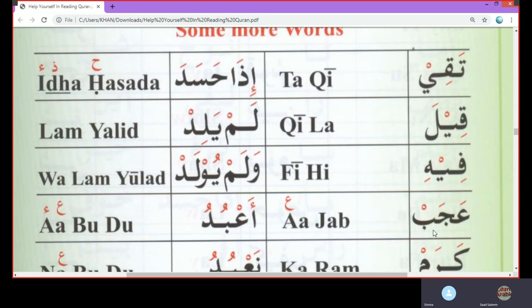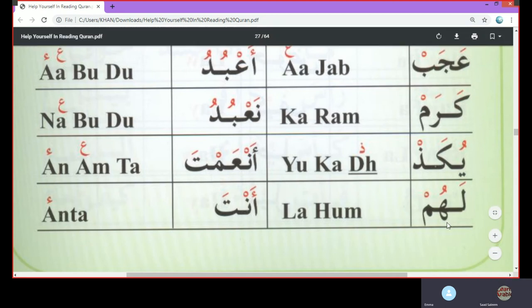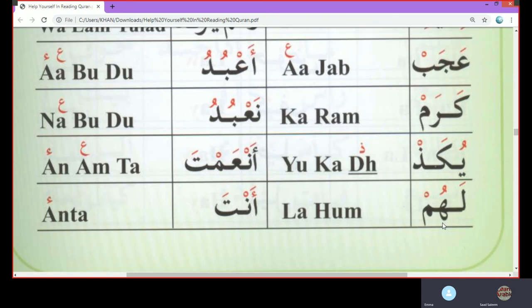Ajab, short vowels. Ajab, that's short, yeah. So, abudu. Karam, karam. Nabudu. Yukadu. Yukaz. Anamta. Lahum. Anta.